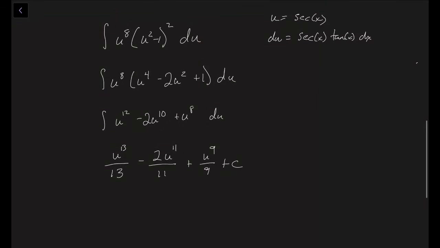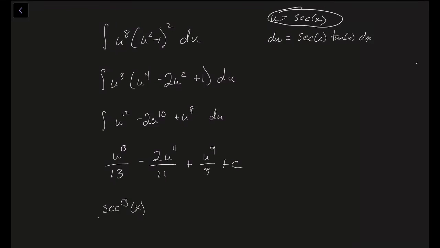But remember that u is secant of x. So we have secant to the 13th of x over 13 minus 2 secant to the 11th of x over 11 plus secant to the 9th of x over 9 plus c.